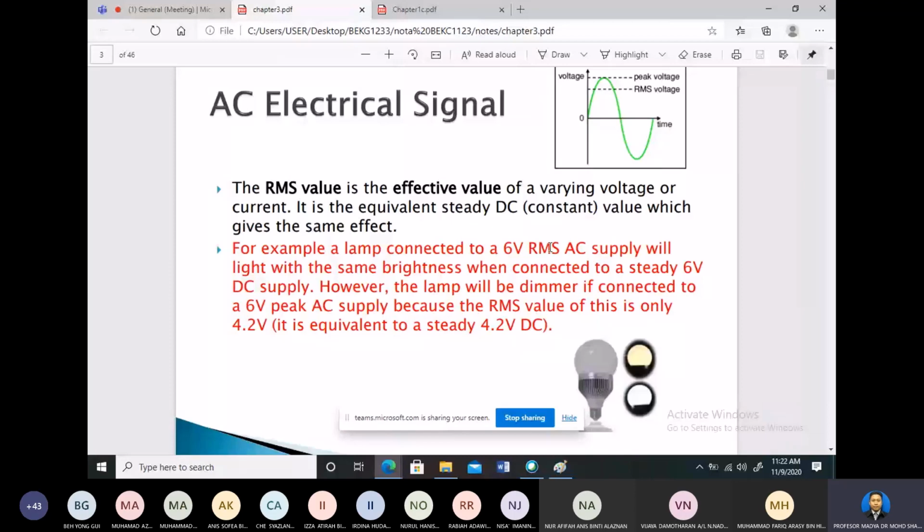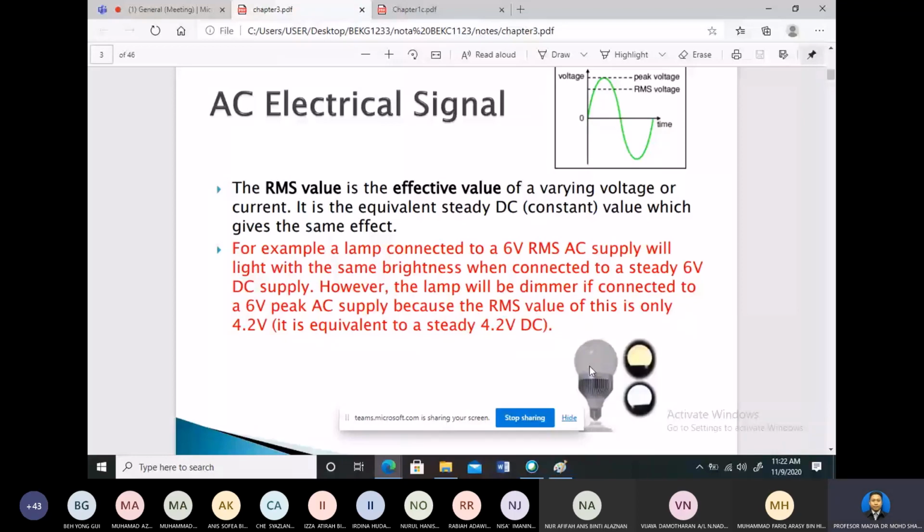But if you connect to 6 volts peak, that is equivalent to 4.2 DC. So that's why the lamp is not as bright, because the DC current will be 4.2. Compare that to connecting to 6 volts RMS, which is similar to a 6 volt DC supply. That's the difference, so that's why you have to remember.